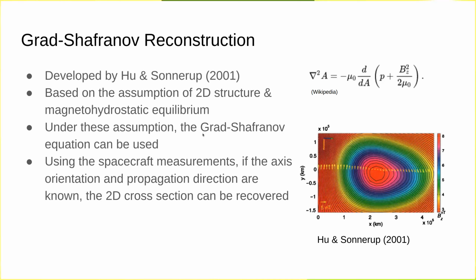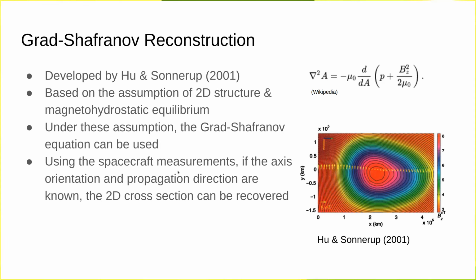Under this assumption, and also assuming magnetohydrostatic equilibrium, so the pressure is balanced with the magnetic field strength, then this GS equation can be used. And if this GS equation can be used, then you need to find the axis orientation of the flux rope and the propagation direction. For the propagation direction, they use the de Hoffmann-Teller analysis from the previous slide, and they have some methodology for the axis orientation, which I'll show on the next slide.